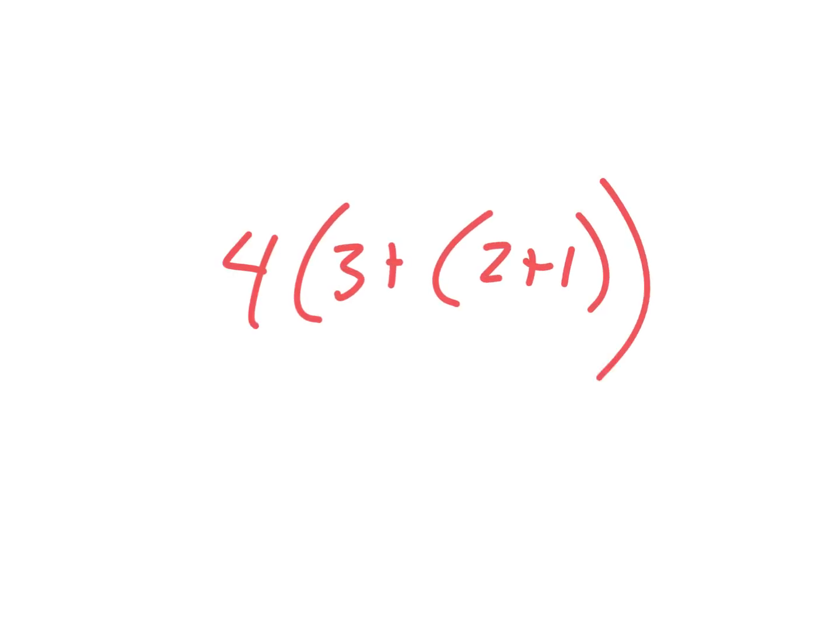Here's the second to last one. 4 times 3 plus 2 plus 1. And if I don't throw in a negative, then usually it makes it a little too easy. So I'm going to put a negative right there. All right.